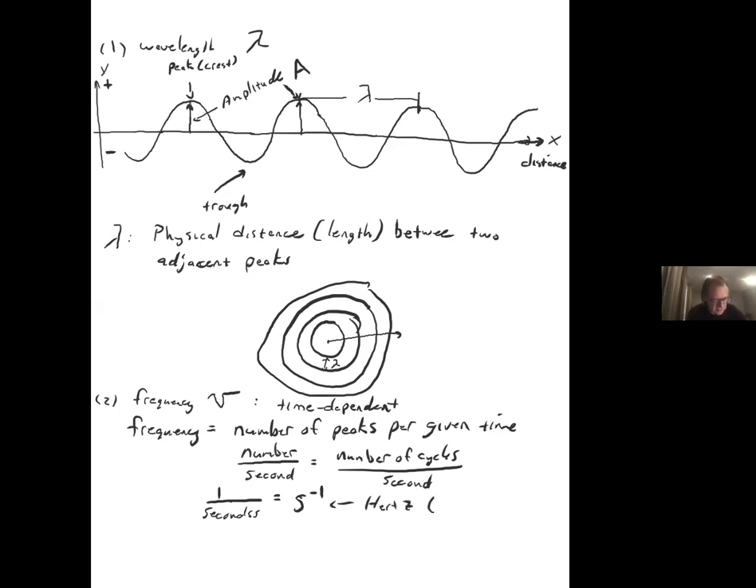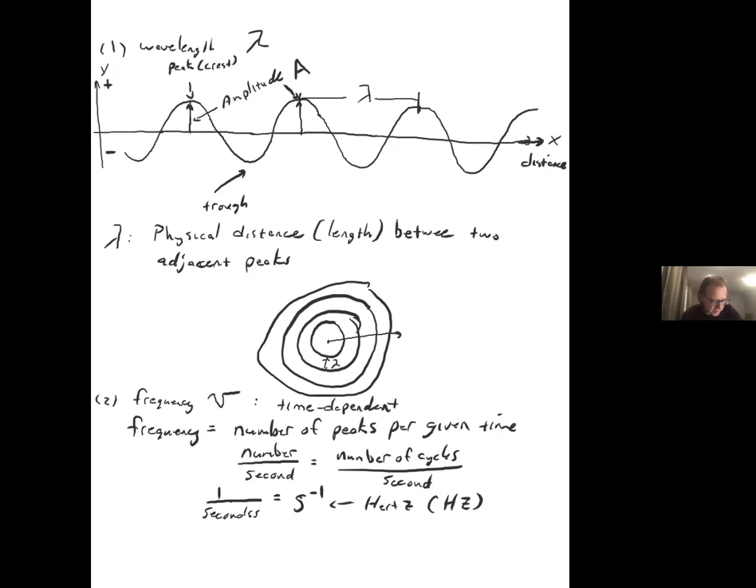And the abbreviation for hertz is Hz. So for example, we might say the frequency is 5,000 hertz. That's a lot easier to say than 5,000 reciprocal seconds, okay? But they mean the same thing.